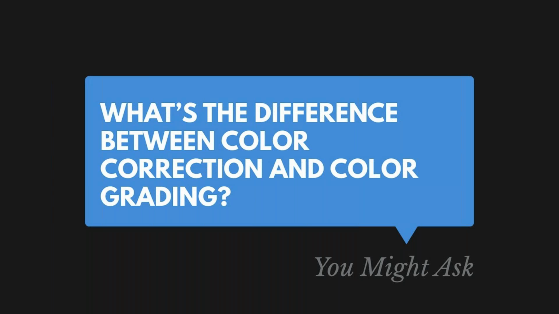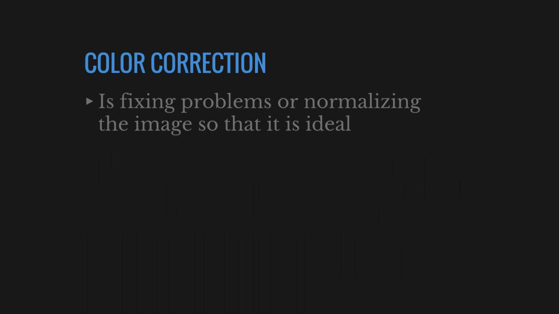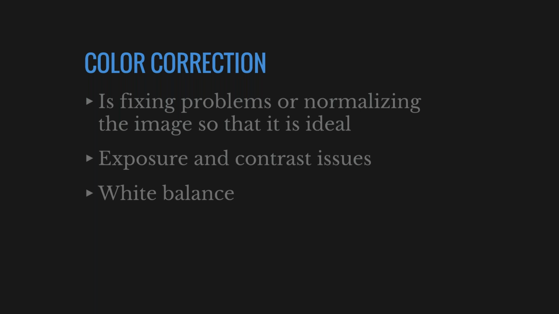You might have asked yourself, or you might have heard at some point, or wondered at some point, what is the difference between color correction and color grading? They are very similar, but they do have an important distinction. So let's define these. Color correction is fixing problems or normalizing the image so that it's ideal. This is fixing things like exposure and contrast issues. It's fixing white balance or color temperature issues. And really, you're just trying to make it look true to life, the same as when it was shot.